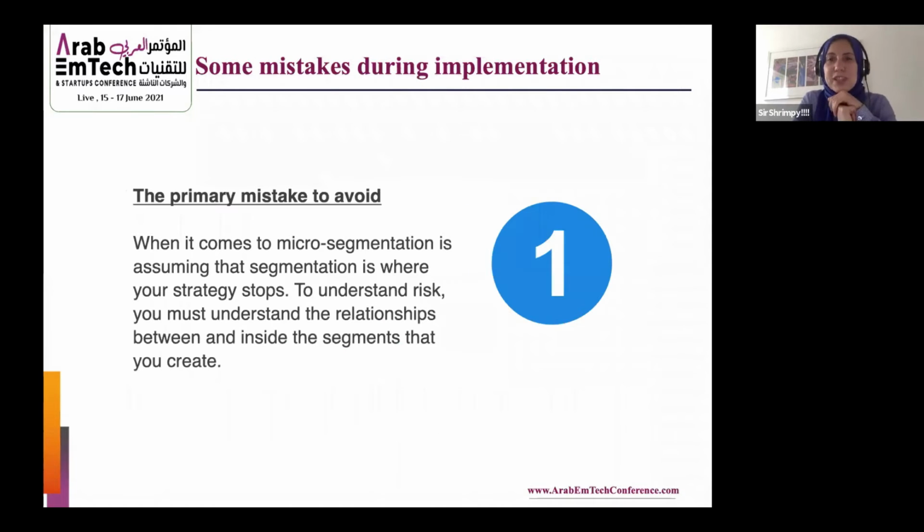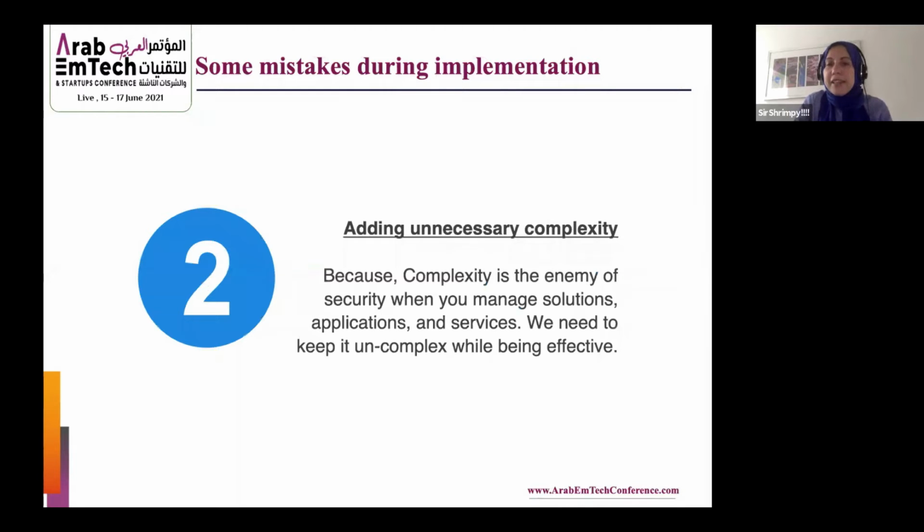So, some mistakes during the implementation. Number one, the primary mistake to avoid when it comes to microsegmentation is assuming that segmentation is where your strategy stops. To understand risk, you must understand the relationships between and inside the segments that you create. Number two, adding unnecessary complexity, because complexity is the enemy of security. When you manage solutions, applications, and services, we need to keep it uncomplex while being effective.